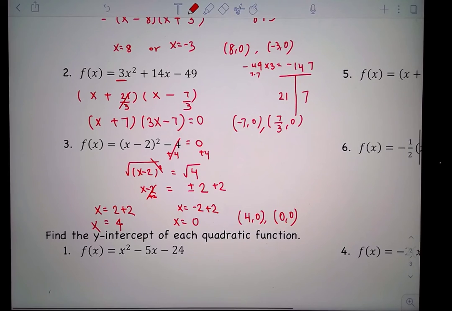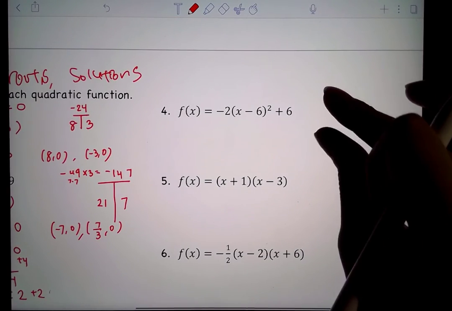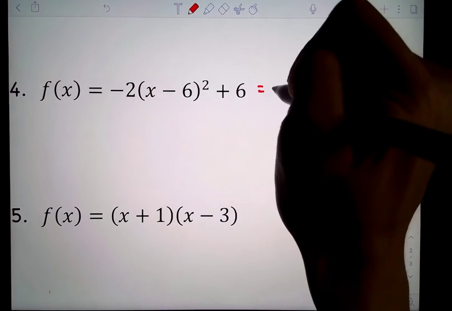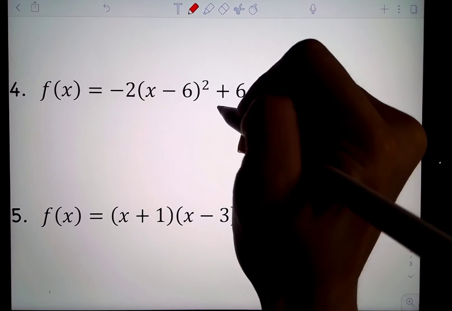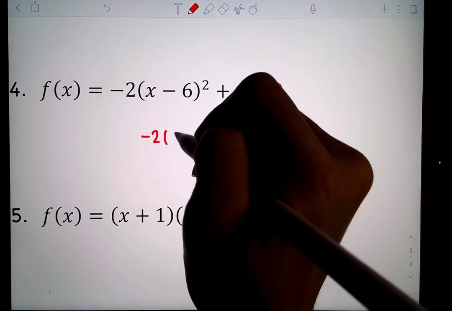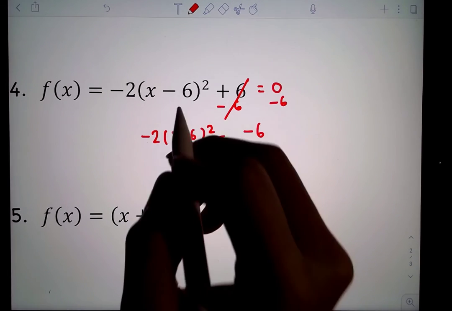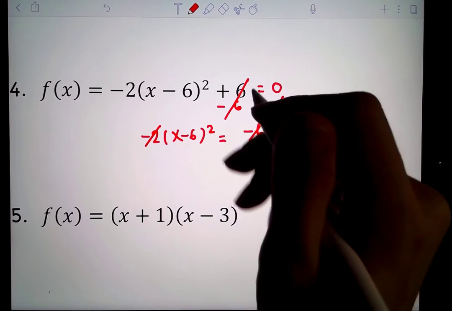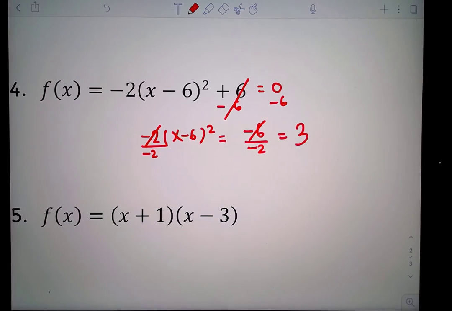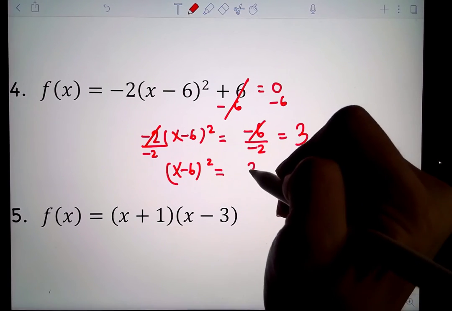Okay, so when you get vertex form, then we solve it like this. Alright, and number 4, also vertex form, right? So you just set it to 0 and I'm going to solve it. So minus 6, minus 6. So you get negative 2 times (x minus 6) squared equals negative 6. And you divide by negative 2, negative 2, right? Then you will get positive 3 over here. So you get (x minus 6) squared equals 3.